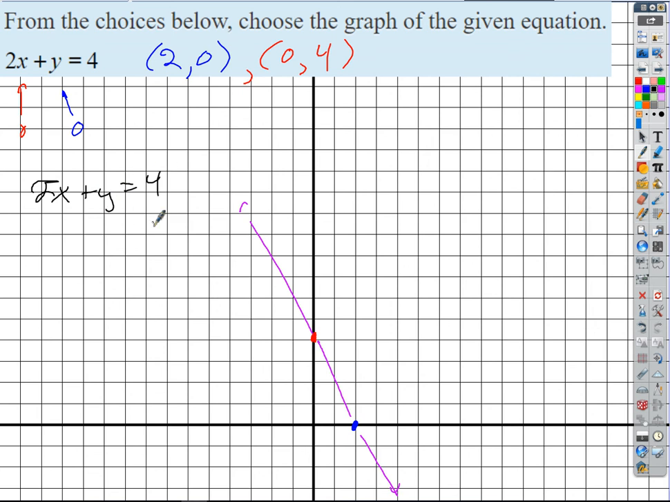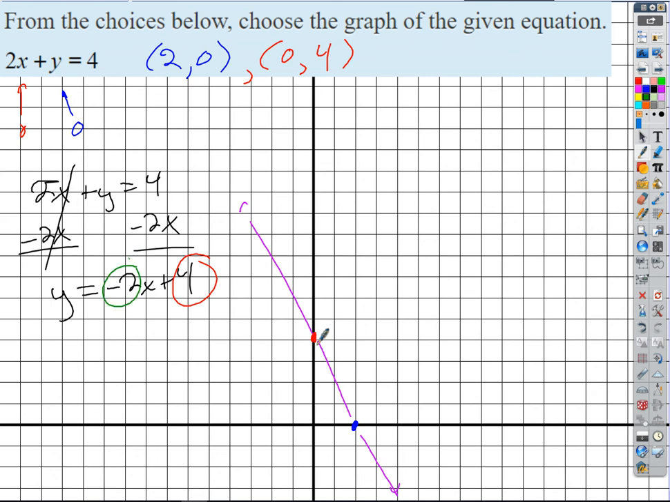I could just solve for y too. I could isolate the y. If I subtract 2x from both sides, I get y equals negative 2x plus 4. Well, now it's in slope-intercept form, right? That just tells me I've got a y-intercept of positive 4. There it is. And my slope is negative 2.